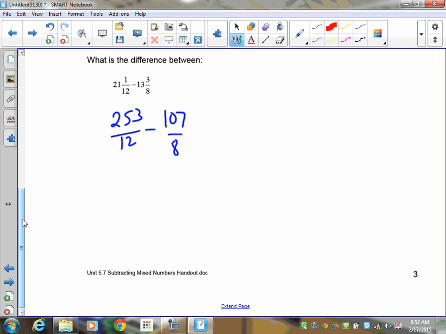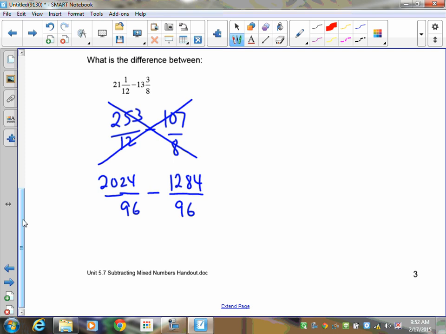Okay, so when you cross multiply, 12 times 8, that gives us 96. That's not the lowest denominator, but it's the one we're going to use. And of course now 253 times 8, this one right here, that gives us 2024. And now 107 times 12, that's 1284. So you can see the numbers are much larger now. So now I've got to subtract them.